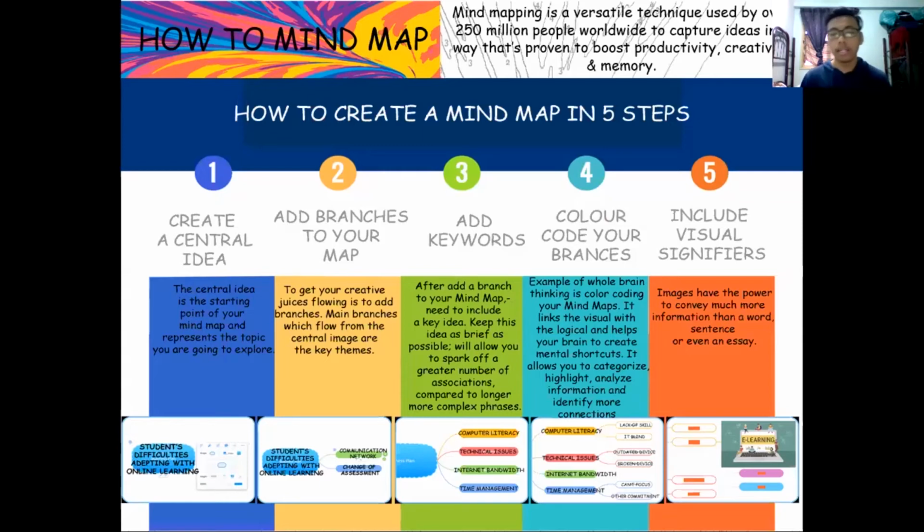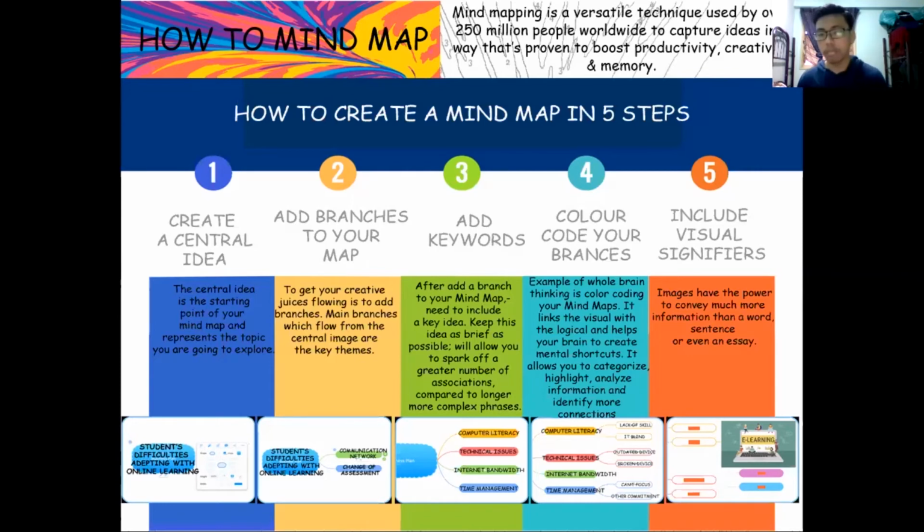The next step is you color code your branches. Here I have 4 branches highlighted by 4 different colors. The first one is orange, the second one is pink, the third one is green, and the last one is blue. Color coding your mind maps is an example of whole brain thinking. It links the visual with the logical and helps your brain create mental shortcuts. It allows you to categorize, highlight, analyze information, and identify more connections.